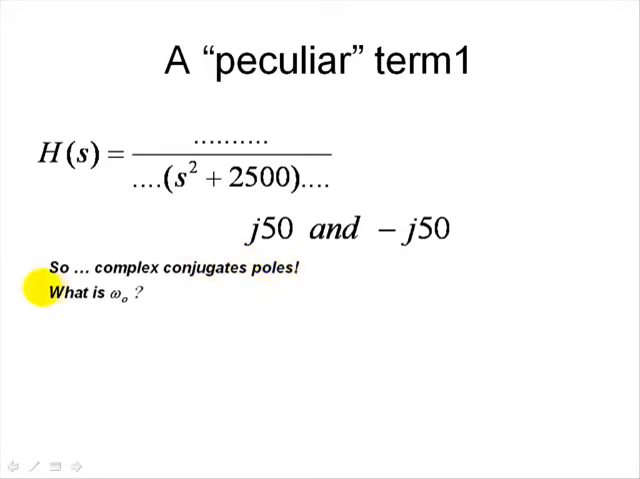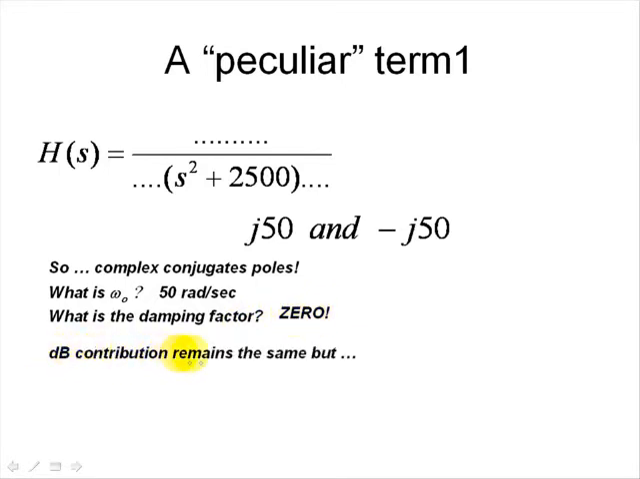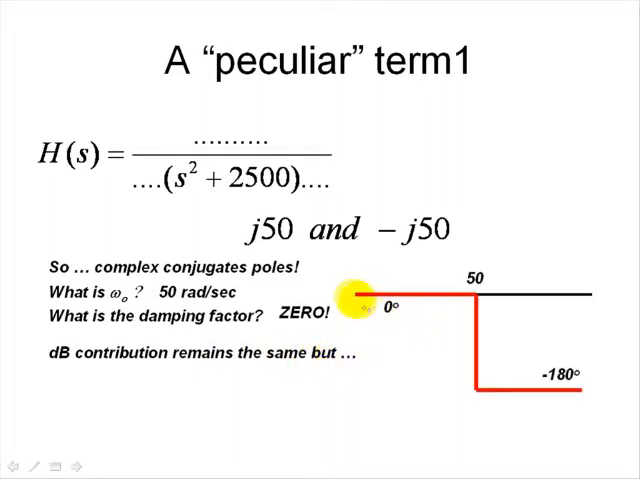But what is omega naught? It is the square root of 2500. It is 50 radians per second. And the damping factor, the zeta? It is 0. By the way, the decibel contribution of this 0 damping complex pair remains the same, but its phase contribution looks like this.